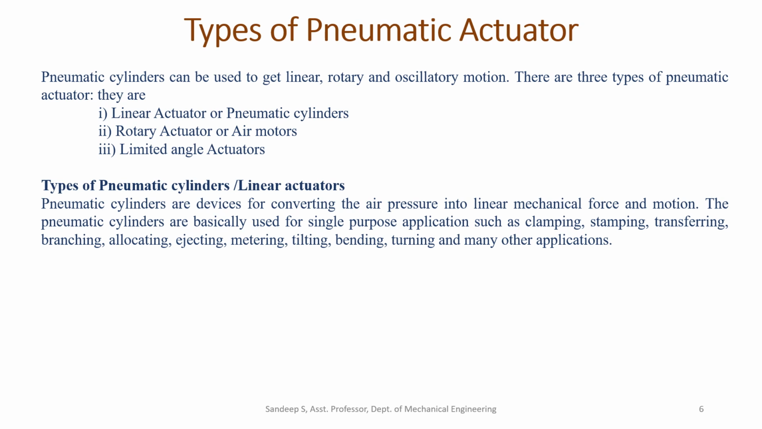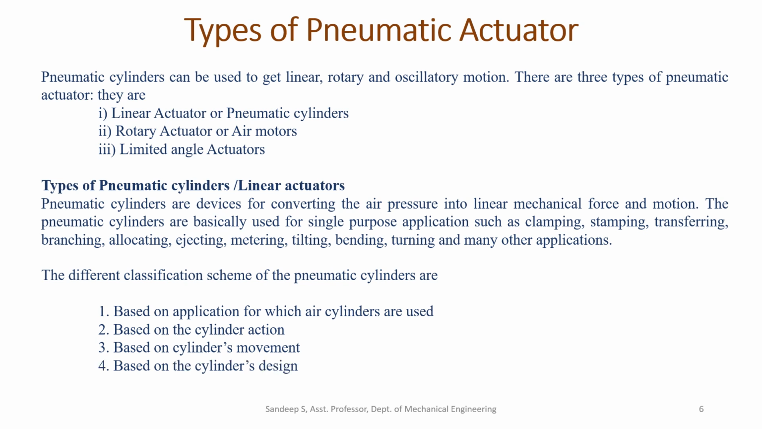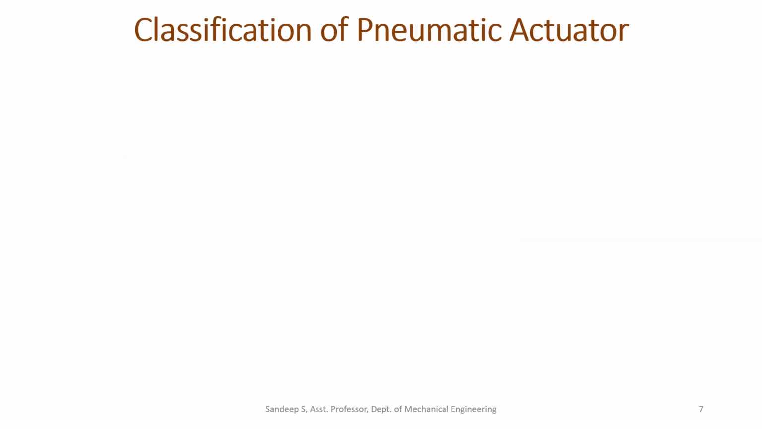The pneumatic cylinders are basically used for single purpose applications such as clamping, stamping, transferring, benching, allocating, ejecting, metering, tilting, bending, turning and many other applications in the industries. The different classification schemes of the pneumatic cylinders are based on the application for which the air cylinder is used, based on the cylinder action, based on the cylinder movement, and based on the cylinder design itself. Let's see the classifications.